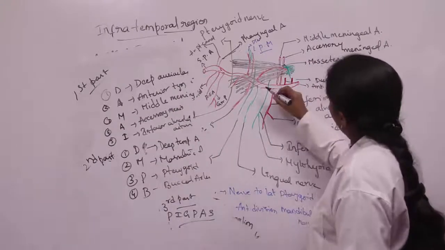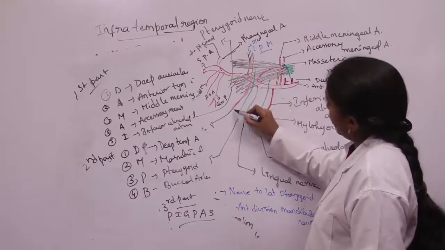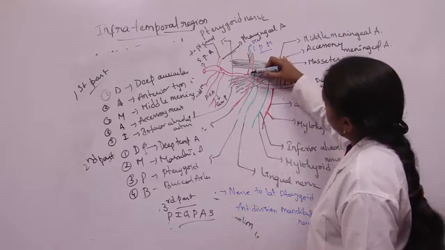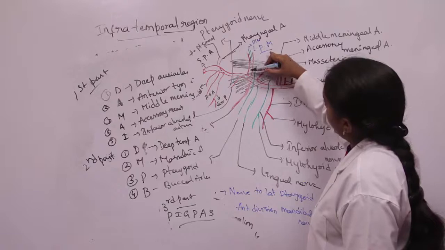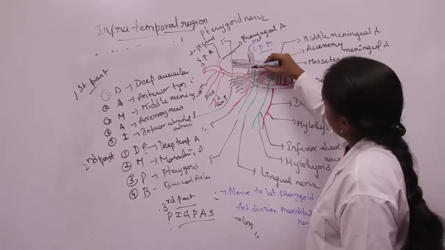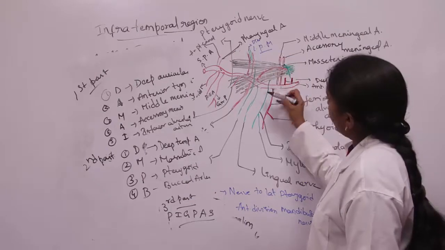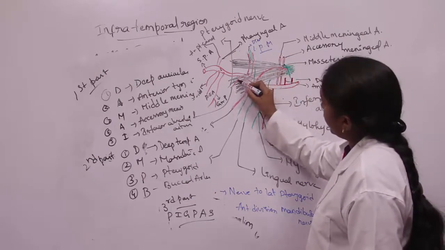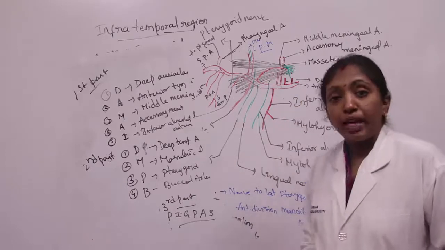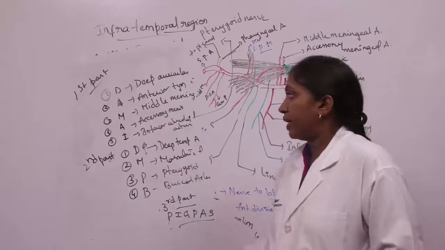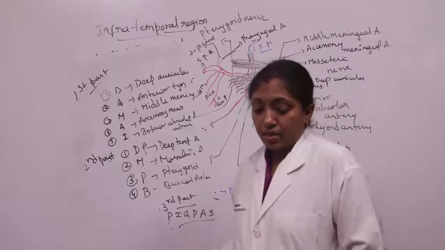See here, from the second part, this is the masseteric artery. Okay, this is the buccal artery. Next, this is the deep temporal artery. We can see the deep temporal artery here. So deep temporal artery, masseteric artery, pterygoid artery and buccal artery. So 4 branches arise from the second part of maxillary artery, DMPB. First part DAMAI, second part DMPB, and third part is PIG PASS.